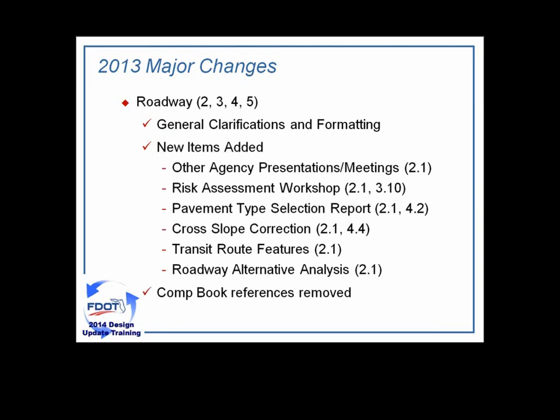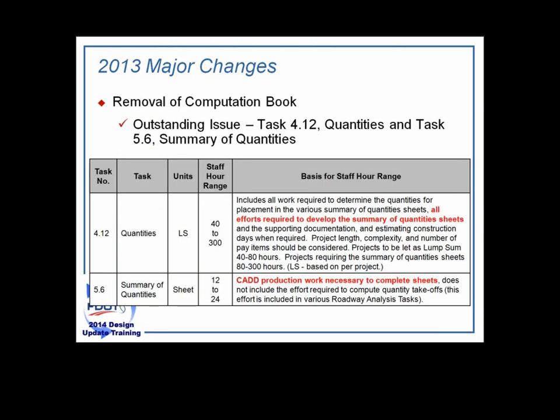The roadway discipline, most of the updates were clarifications and formatting. However, we'd like to note a few of the new items included in the updated version of the scope. These additions, such as risk assessment workshop or payment type selection report, were either non-existent or previously included in other tasks. The reason for adding these items is that the roadway team felt that they are significant enough to warrant a separate task and staff hour estimate. Also, all references to the comp book were removed. Per direction provided last July in the Roadway Design Bulletin 1311, comp books will no longer be required for projects led after July of 2014.